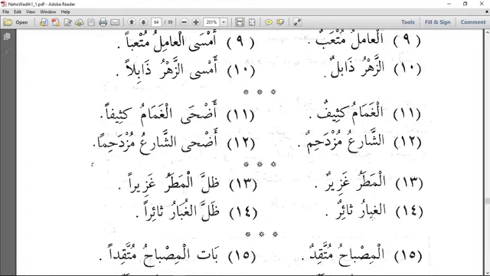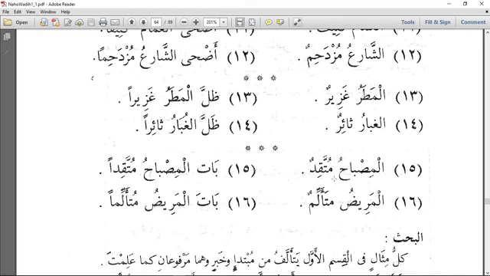The next one, al-ghubaru tha'irun. The dust is eruptive. Dhalla al-ghubaru tha'irun. The dust became eruptive in the afternoon, or the dust was eruptive in the afternoon. Al-misbahu muttaqidun. The lamp is glowing. Bata al-misbahu muttaqidan. The lamp was glowing in the night, or the lamp became glowing at night.